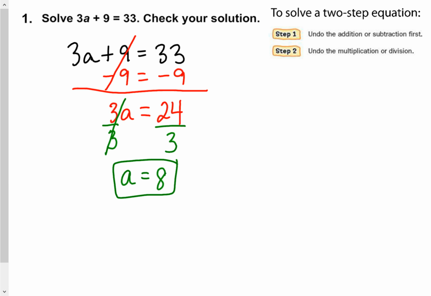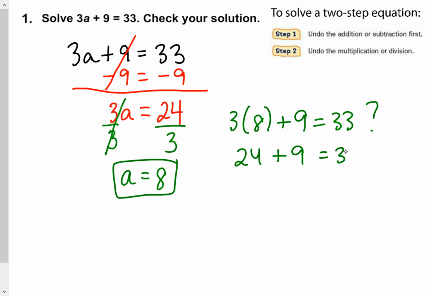Okay, and again, when you get your answers, go back into the equation and plug in 8. So I'll say 3 times 8 plus 9, does that equal 33? Well, 3 times 8 is 24. Does that equal 33? Well, 33 equals 33, so it works. Okay, again, don't trust your math if you're doing it mentally. Make sure that you get the right answer by plugging it back in.